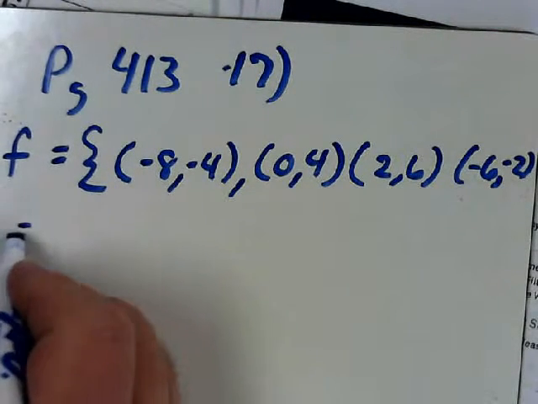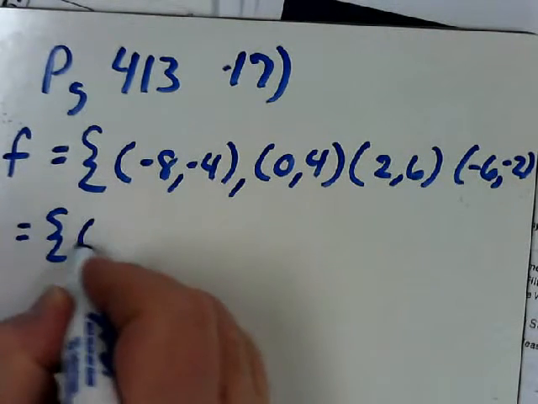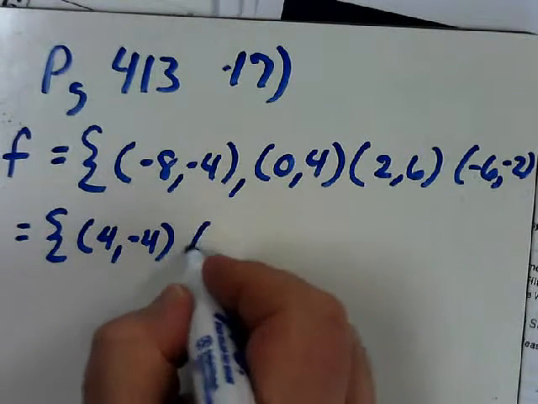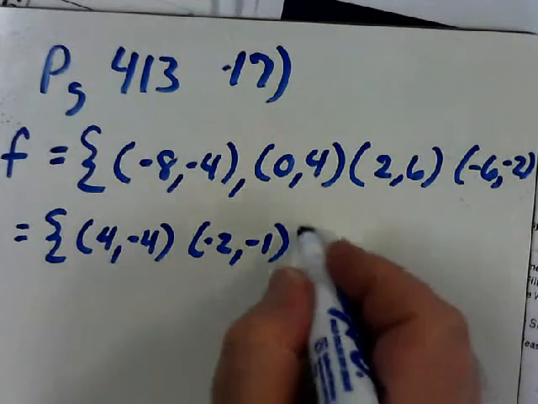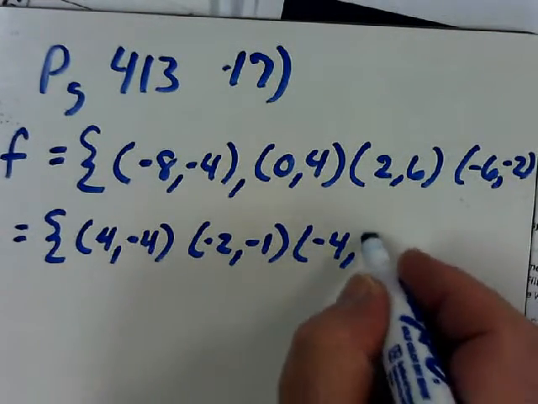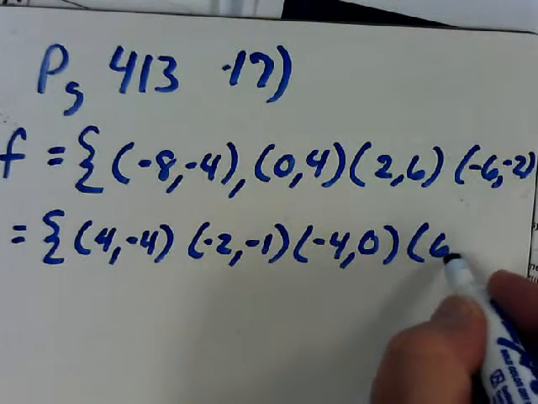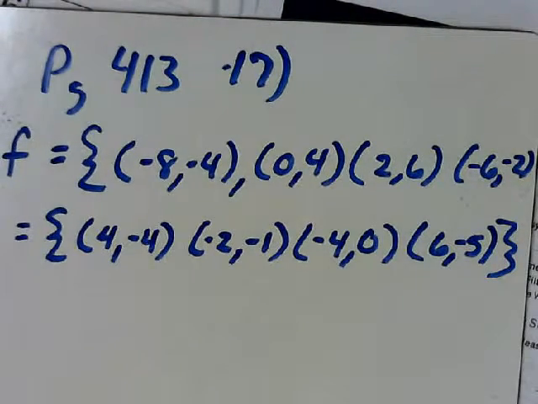And a g function of 4, negative 4, negative 2, negative 1, negative 4, comma 0, and 6, negative 5.